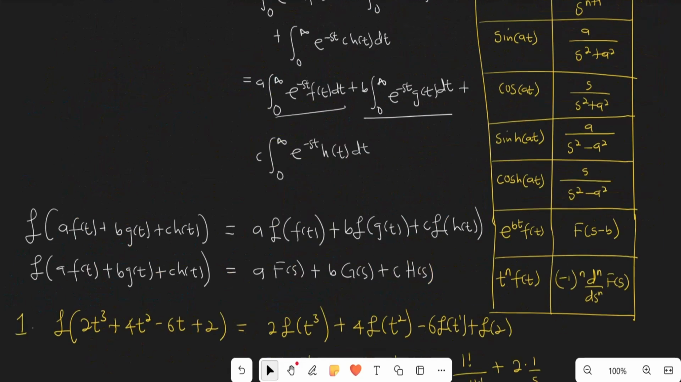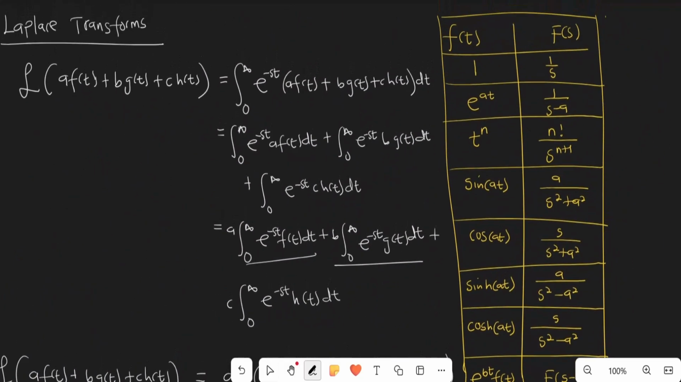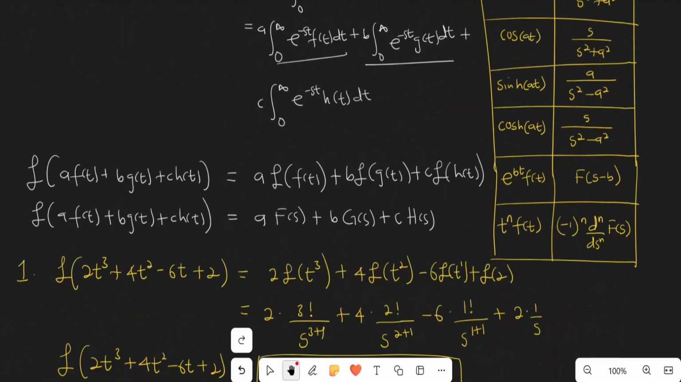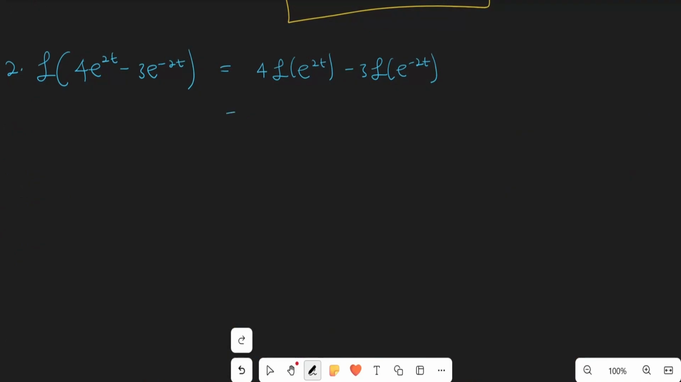Let's go back to our table. The Laplace transform of e to the at is 1 over s minus a. So this is what we have. This is equal to 4 times the Laplace transform of this one, which is 1 over s minus a. What is a in this case? A in this case is positive 2. So that is 1 over s minus 2, minus 3 times the Laplace transform of this one, which is 1 over s minus a. What is a in this case? A in this case is negative 2. So that is going to be s minus negative 2.